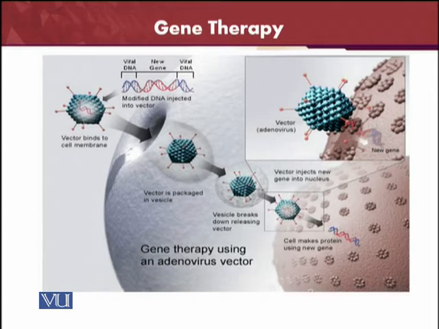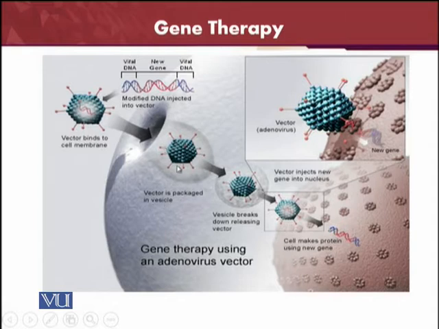Here we can see in detail how the adenovirus vector binds to the cell membrane. The vector contains the DNA. Now this DNA has our specific gene incorporated inside it. The modified DNA has already been inserted inside the vector, which we need to be modified inside the body. This is the viral DNA, and our gene of interest is already incorporated inside. This DNA will be injected inside the body.